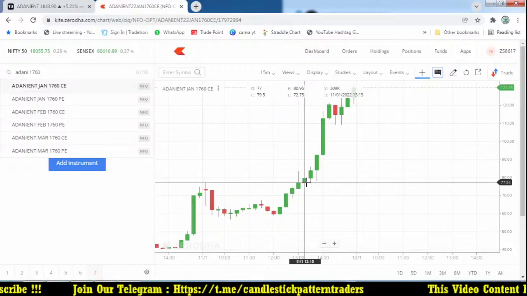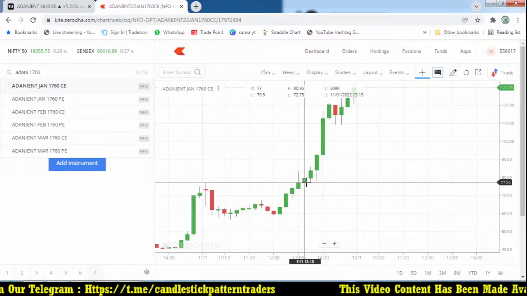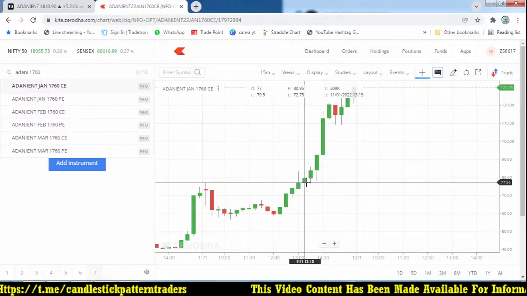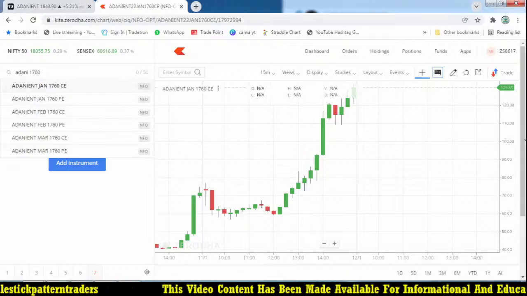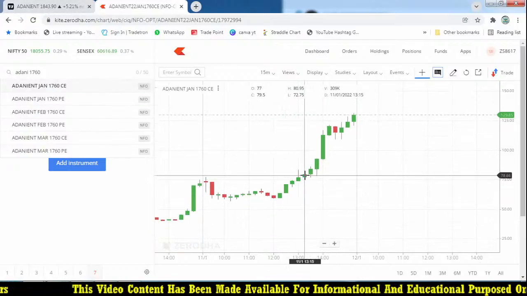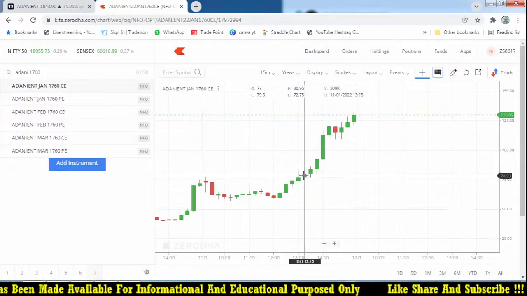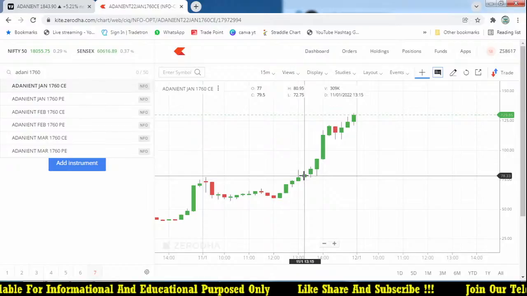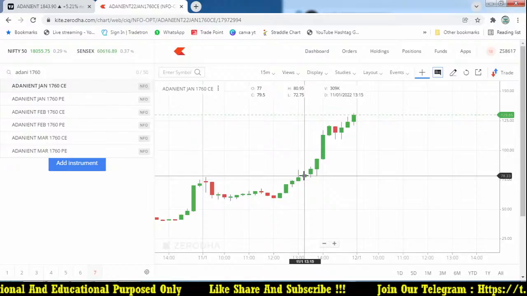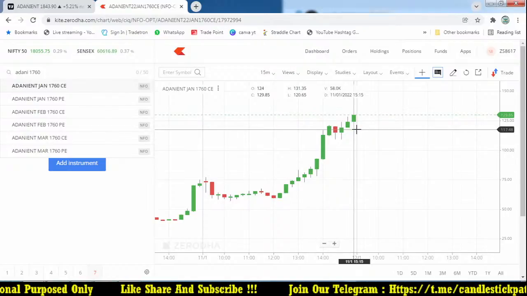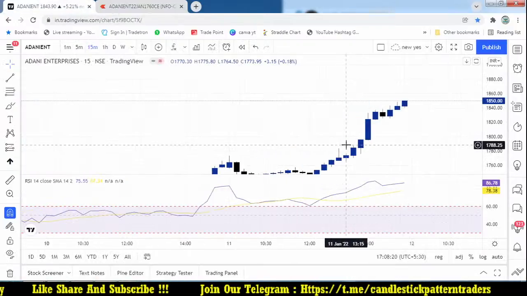So we don't know which stock is going to perform, right? But we know this one is performing very well today. This is the 1:15 candle, 81 high, 72 is the low. So if you are taking a trade, 8 rupees is the risk, and then it went up to 129. So what is the main importance?